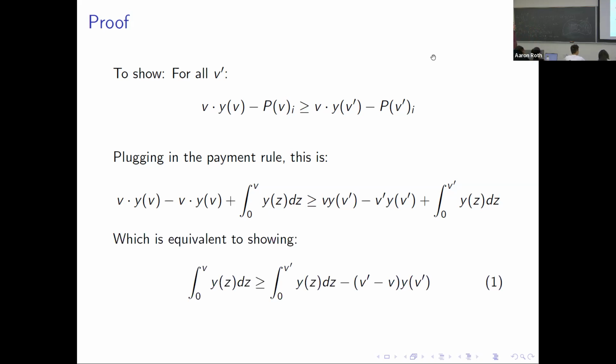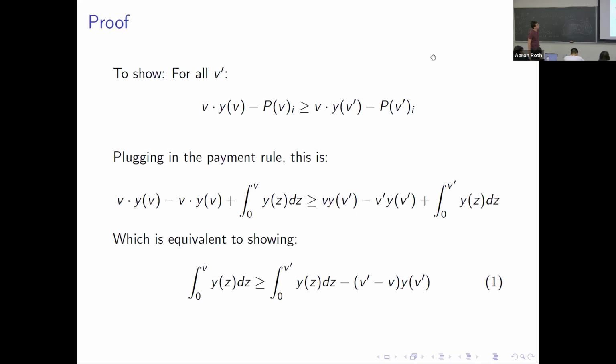Okay, and just trying to simplify this a little bit. We might notice that we have this cancellation on the left: v times y of v cancels out with the same term in the payment rule. And so what we need to show is just that this integral on the left, the integral from 0 to v of y of z, this integral over all bids lower than your true value, had better be bigger than this integral from all bids lower than your reported value, minus v prime minus v times y of v prime. Okay, so this is just simplifying the expression. This is the thing we need to show.